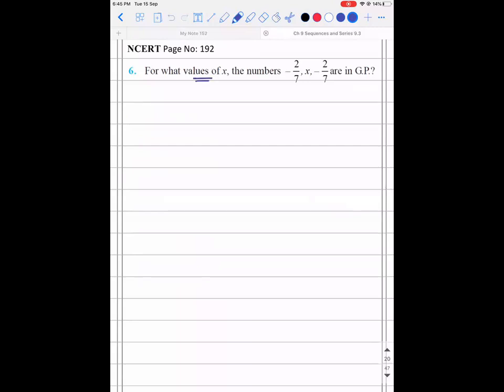For what values of x are the numbers minus 2 by 7, x and minus 2 by 7 in GP? Then x is the geometric mean of whom? If you have three numbers A, B, C in GP, then the middle number is said to be the geometric mean of the extreme numbers, right? So we have x is equal to root of minus 2 by 7 into minus 2 by 7.